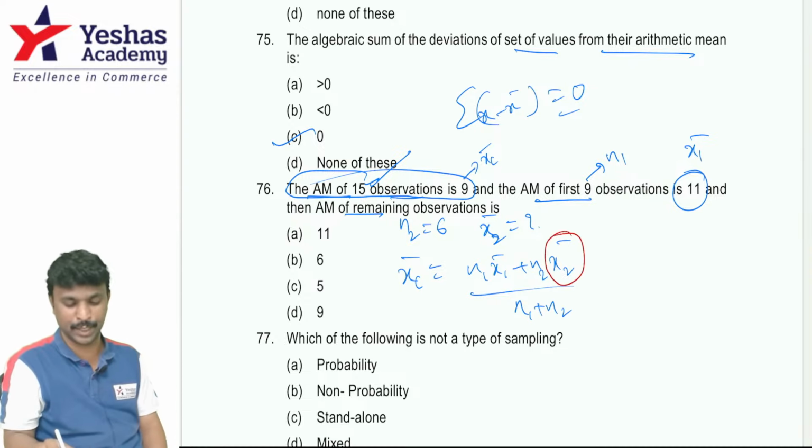Which of the following is not a type of sampling? It is standalone, because probability sampling is there, non-probability sampling is there, mixed sampling is there. It's a standalone sampling. It is not there, right?